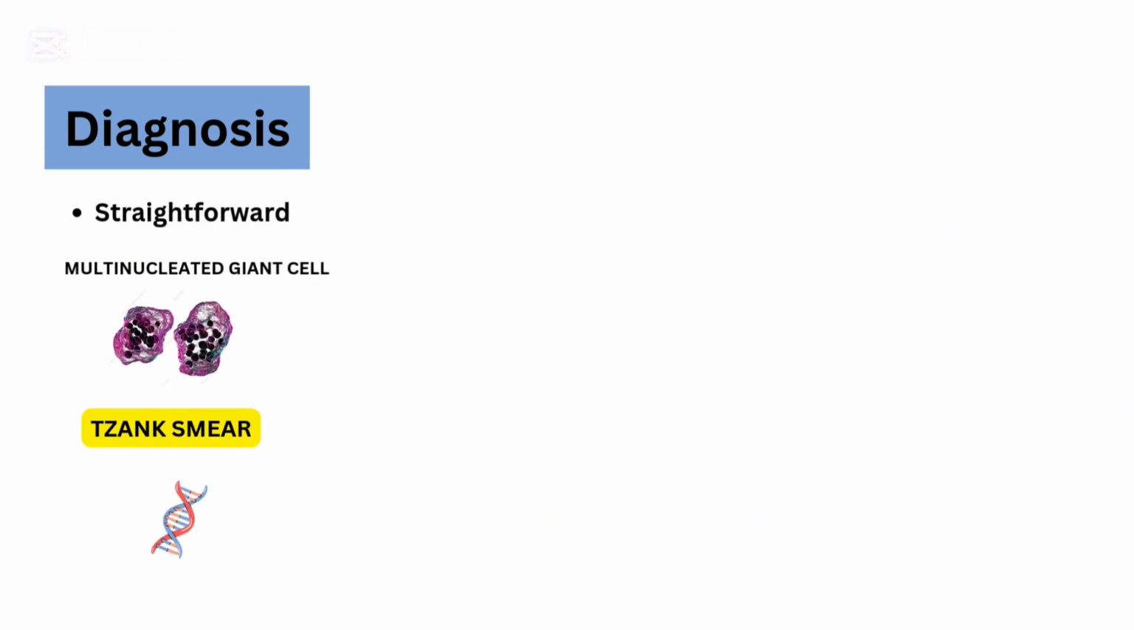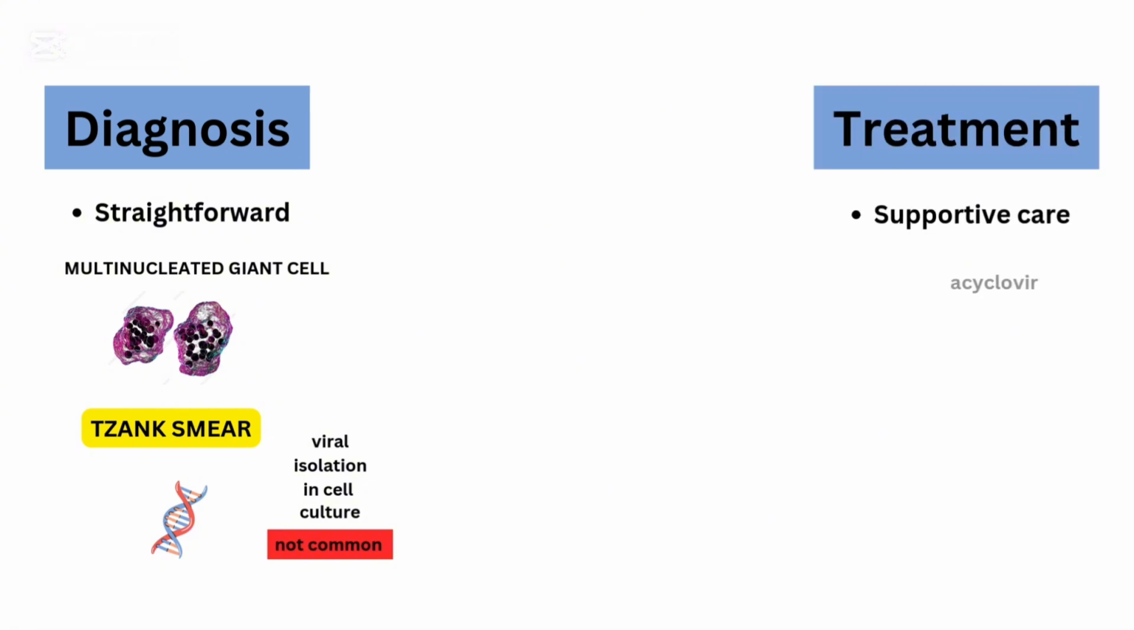Now, let us move towards the diagnosis of the condition, which is pretty much straightforward because of the characteristic clinical appearance. For the confirmation of the diagnosis, Tzanck smear can be used, which shows multinucleated giant cells. Another method that can be used is viral isolation in cell culture, which is rarely used. For the treatment of VZV infections, supportive care is the best.